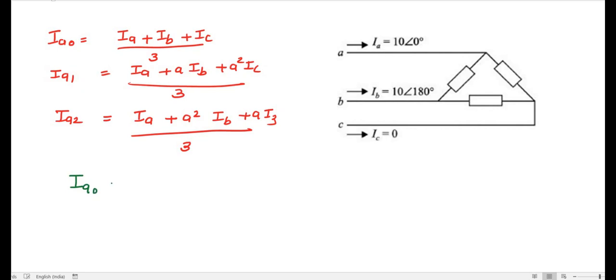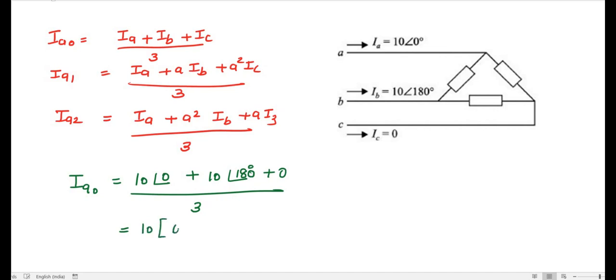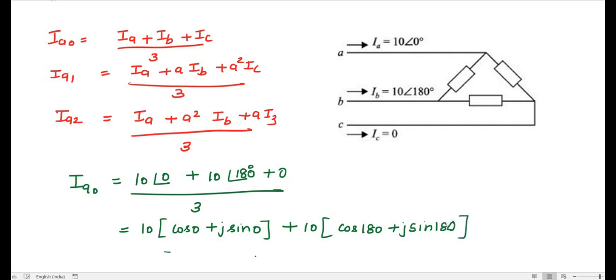What is IA0? IA0 is IA plus IB plus IC divided by 3. Put the values of IA. IA is 10 angle 0. IB is 10 angle 180 degree plus 0 divided by 3. How to write angle 0? 10 of cos 0 plus j sin 0 plus 10 of cos 180 plus j sin 180 divided by 3.